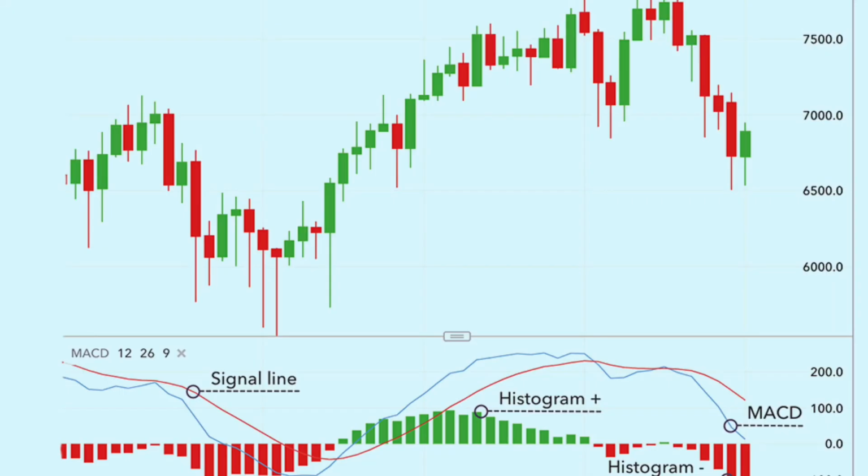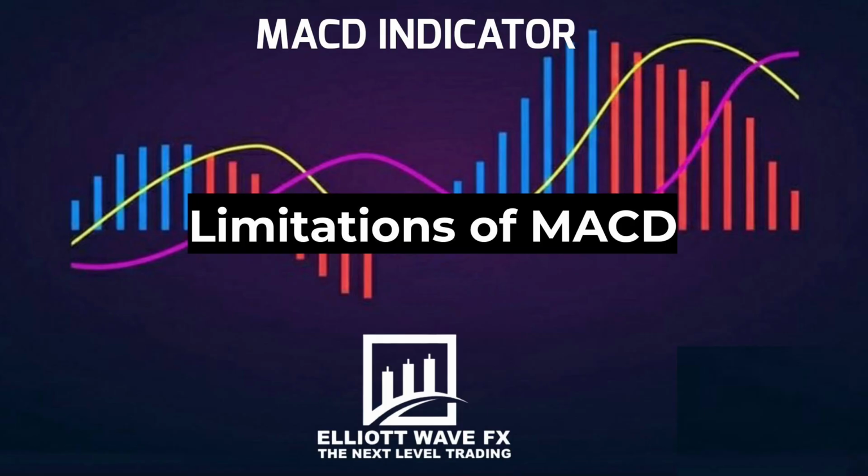Similarly, a bearish crossover or negative divergence with a surge in volume offers you a stronger indication of a potential downtrend. Volume divergence. Divergence between volume and the MACD indicator can signal a potential trend reversal. For example, if the price forms higher highs while volume decreases, it may indicate weakening buying pressure and an impending trend reversal.